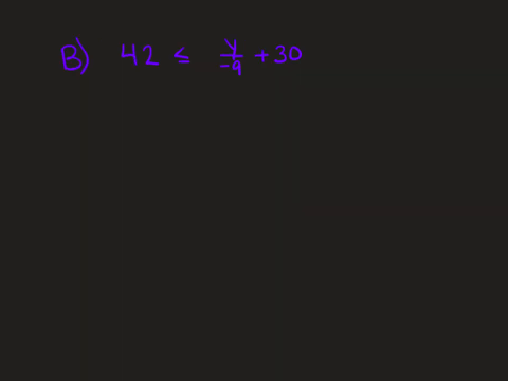Problem B, 42 is less than or equal to y over negative 9 plus 30. I'm going to box in my y term. Look at where my inequality symbol is, and that shows me that plus 30 is on the right side. I want to get rid of it by subtracting 30 from both sides. So I get 12 is less than or equal to y divided by negative 9.